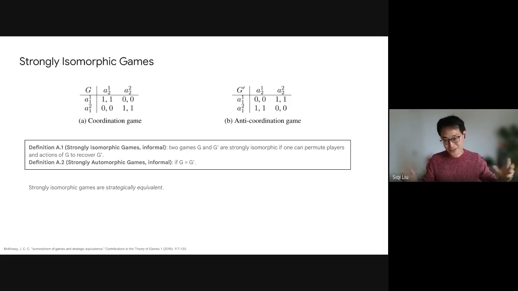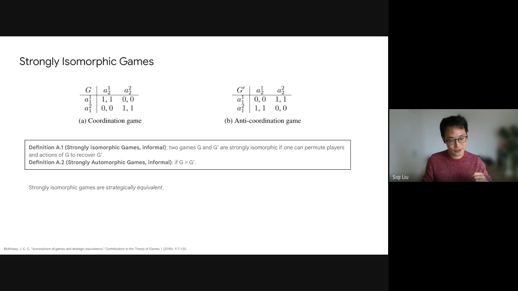And if you think about it intuitively, they're actually also kind of equivalent in a sense, because every action wants to match up with one other action from the other player and wants to avoid the other one. So in that sense, they're kind of similar.